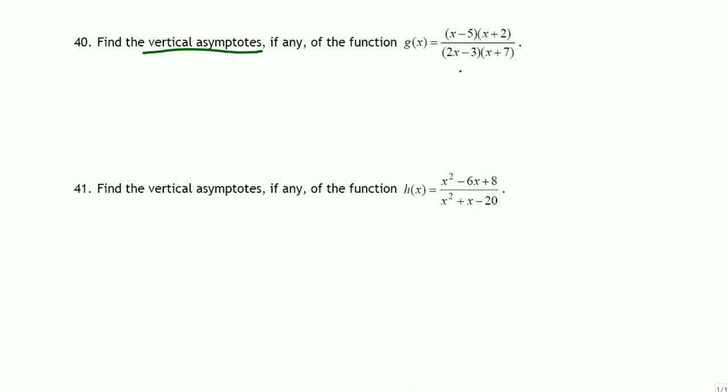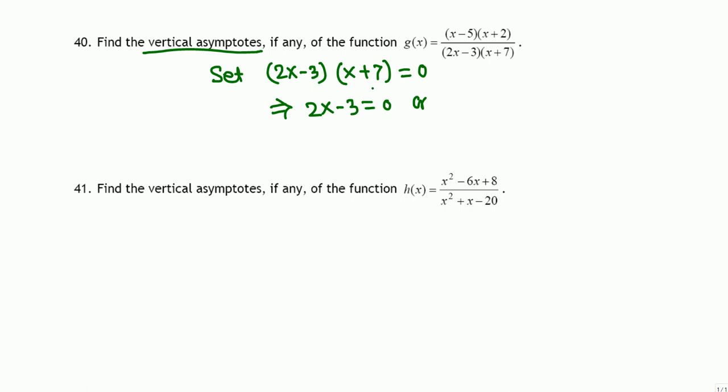Okay, now we set the bottom to 0. So we simplify the given rational function, then set the bottom to 0. So we set the bottom, which is 2x minus 3 times x plus 7, equal to 0, and find the values of x. This implies 2x minus 3 equals 0 or x plus 7 equals 0, and solve for x.